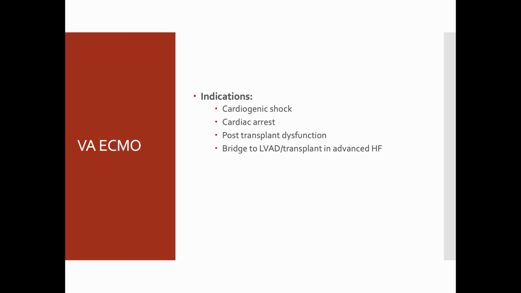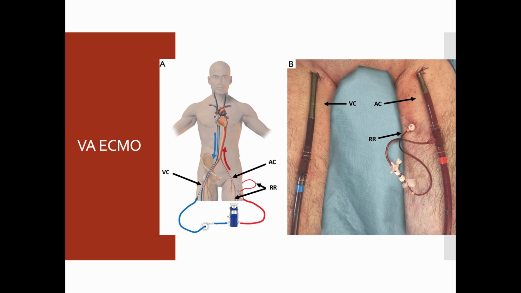And yet, we're able to do all of that with this little device called ECMO. So VA ECMO is used for cardiogenic shock, cardiac arrest, after transplant, if there's problems getting people off the pump, off the heart-lung machine, we can use ECMO for a short time. And then it's also a bridge to LVAD in patients who have a failing heart and need it.